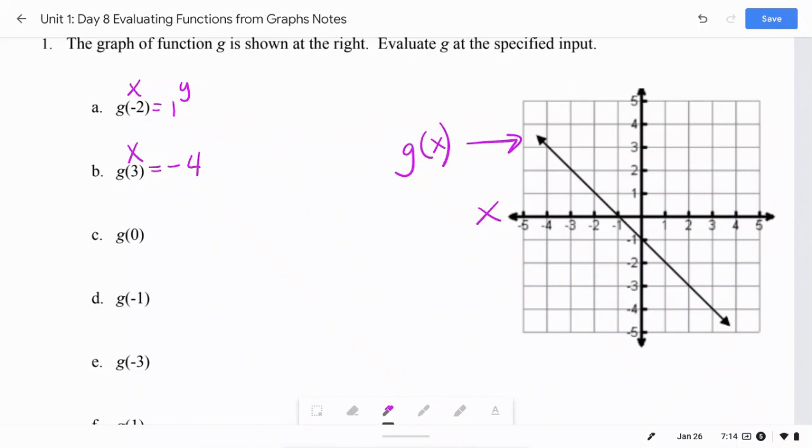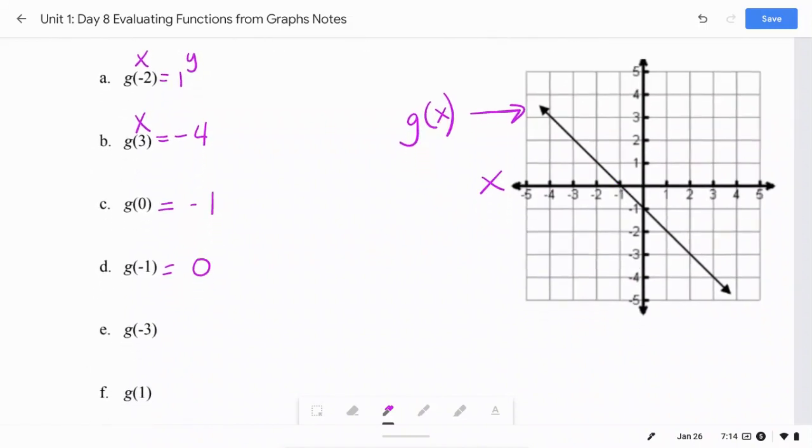Next point is looking for g of 0. So 0 is here, so we would have to go down to get to that point on the graph. That's at 0, -1. The next one asks us to evaluate the graph at -1, so that would be right exactly at this point. That point is at -1, 0.